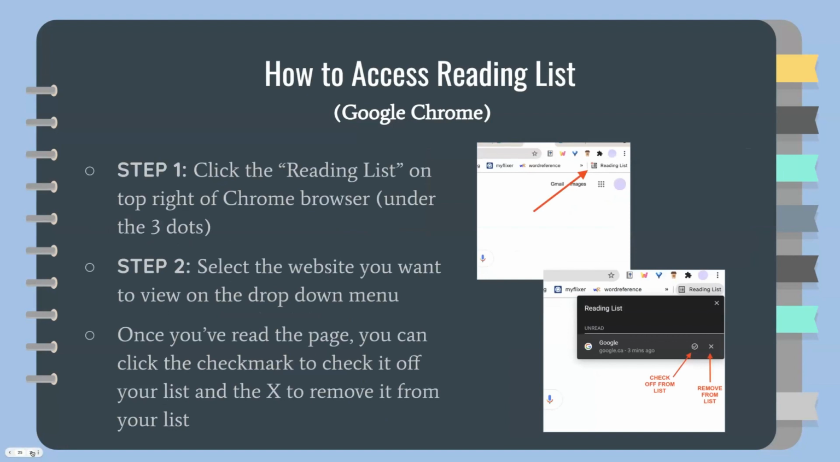How to access reading lists on Google Chrome. On step 1, click the reading list on the top right of Chrome browser under the three dots. And then step 2, select the website you want to view on the drop-down menu. Once you have read the page, you can click the check mark to check it off your list and the X to remove it from your list.